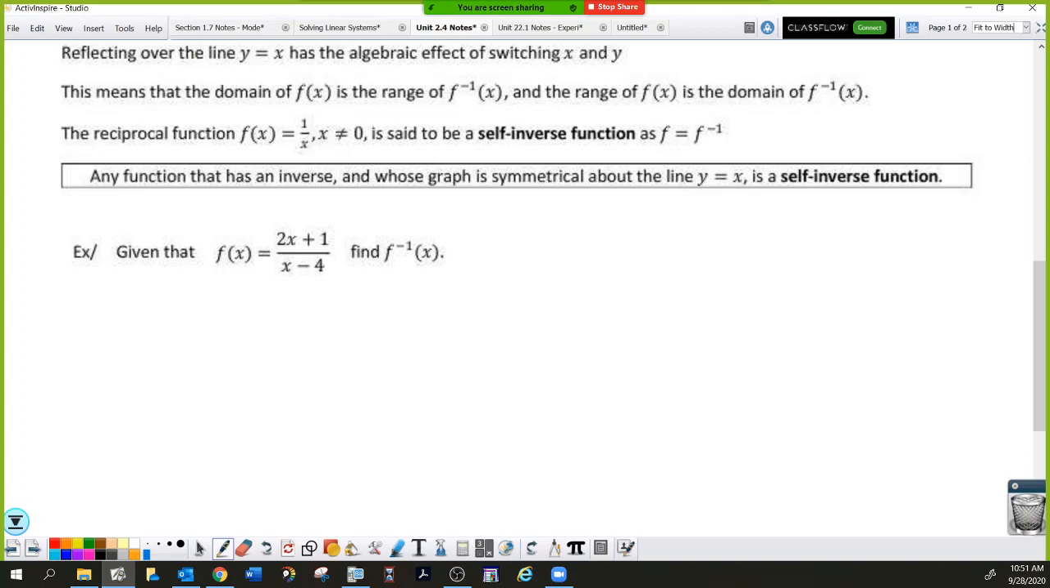When you find an inverse, every x becomes a y, correct? Every y becomes an x. So I just said in order for f to have an inverse function, the inverse has to pass the vertical line test, right? The inverse has to be a function. So if the inverse is passing the vertical line test and reflecting over y equals x has the effect of switching x and y, every vertical line on the inverse would be a horizontal line on the original.